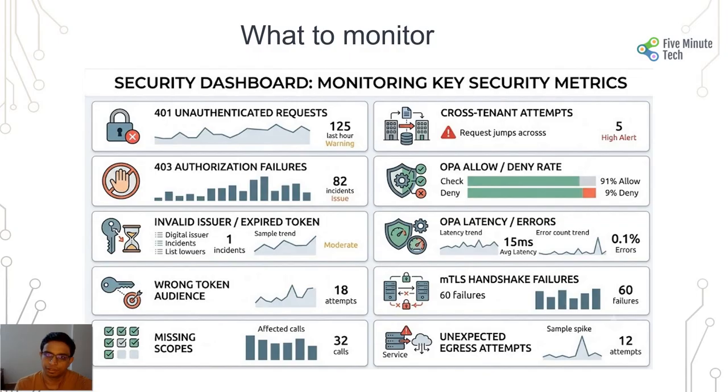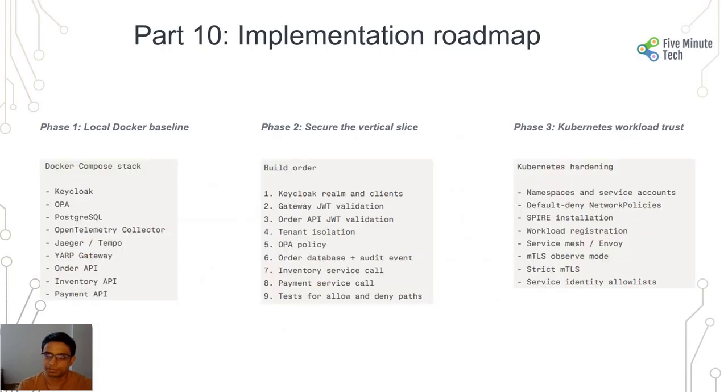Now, what to monitor? These are not just operational metrics. They are security signals which you can observe. A sudden increase in wrong-audience tokens may indicate a faulty deployment or attempted lateral movement. Repeated tenant mismatch attempts may indicate a broken client or an attack. Your OPA latency can become an availability risk if authorization is on the critical path, and your mTLS handshake failures can reveal an unregistered workload or a policy mismatch. So these will help you understand what is happening in your system.